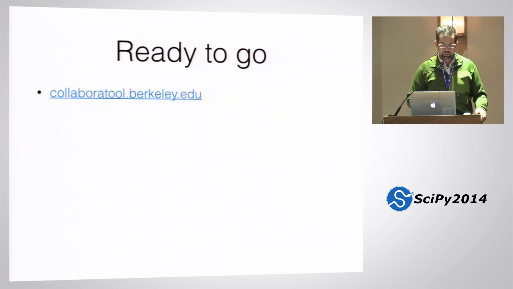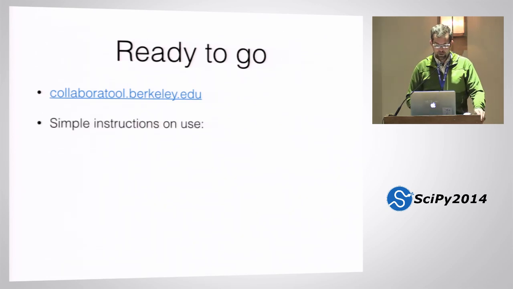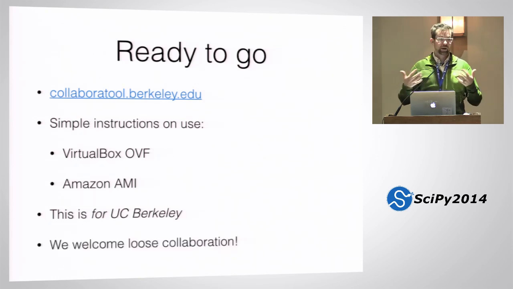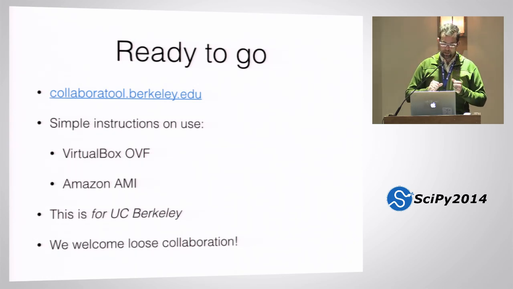You can go to collaboratool.berkeley.edu. That's an old name we were using. Sorry if you think it's silly. There's simple instructions there on how to use VirtualBox or Amazon. And this is for UC Berkeley, right? So please keep that in mind. We welcome loose collaboration. I think the right thing to do would be to fork it and start building something for your instructional research needs and let us know how it goes.